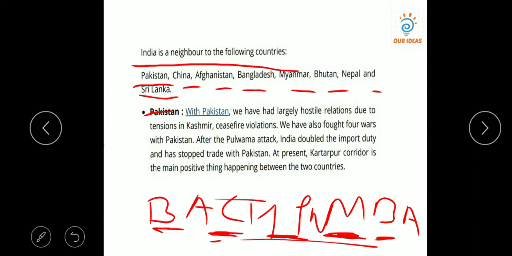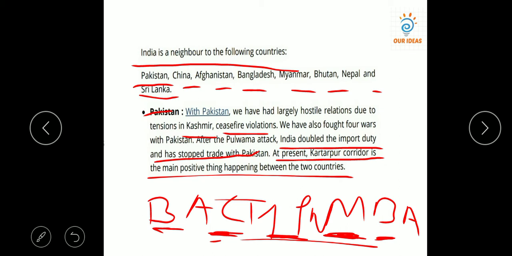First country is Pakistan. We all know that with Pakistan we have a hard, largely hostile relation due to tension over Kashmir and ceasefire violations. We have also fought 4 wars with Pakistan. You should know about the 4 wars, so you can comment in the comment section below. After the Pulwama attack, India doubled the import duty and stopped trade. There is no trade at present. About the Kartarpur corridor, I will make a separate video, but you should know that it is situated on the Ravi river and joins two major Sikh pilgrimage sites between India and Pakistan.